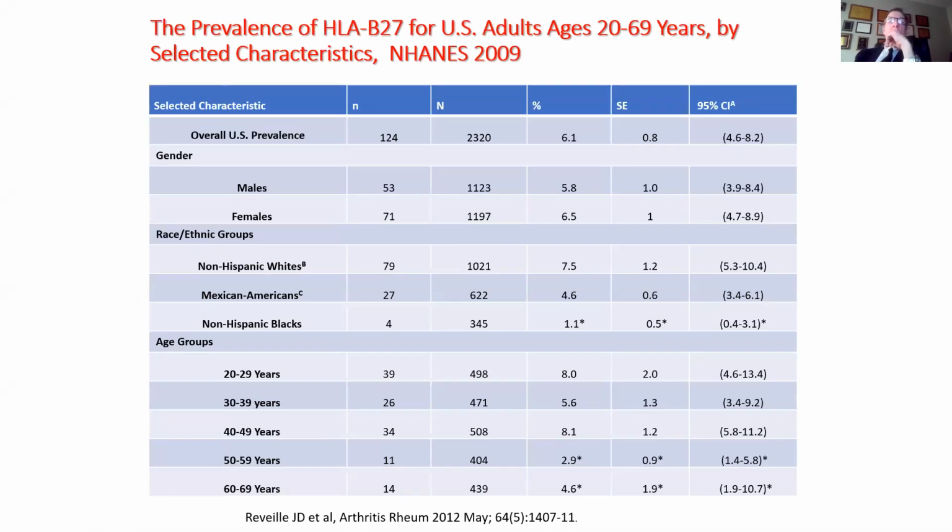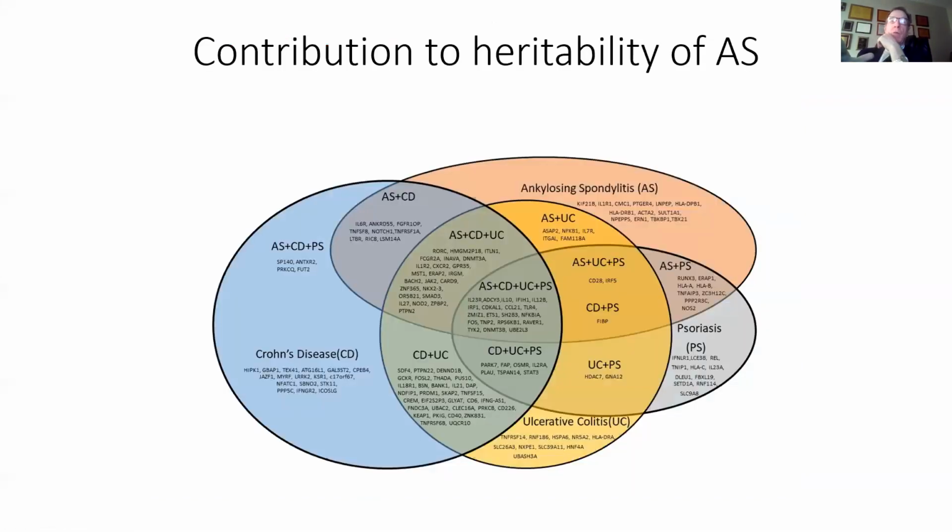Of course, NHANES actually looked at the prevalence of B27 at a population-based frequency in 2009, and we found that the frequency overall is 6.1%. That is more common in whites, at 7.5%. In Mexican Americans, it's 4.6%, and much less common in non-Hispanic blacks. What's interesting is we saw the frequency fall off significantly with age, and that's going to be important when we start talking about late onset spondyloarthritis.